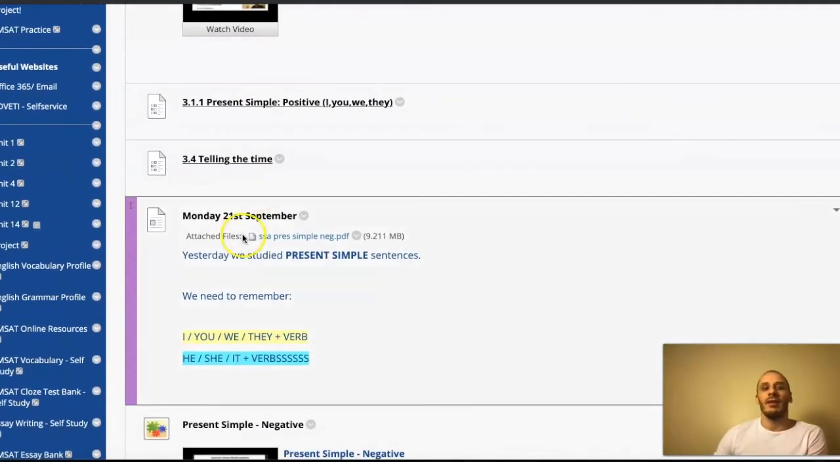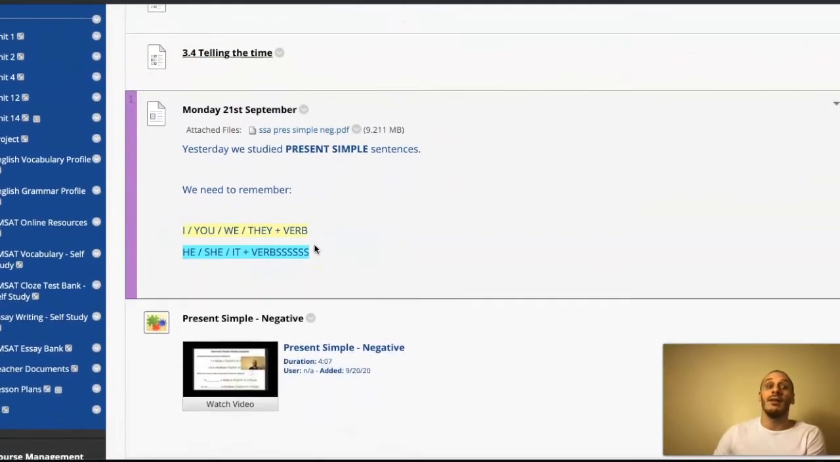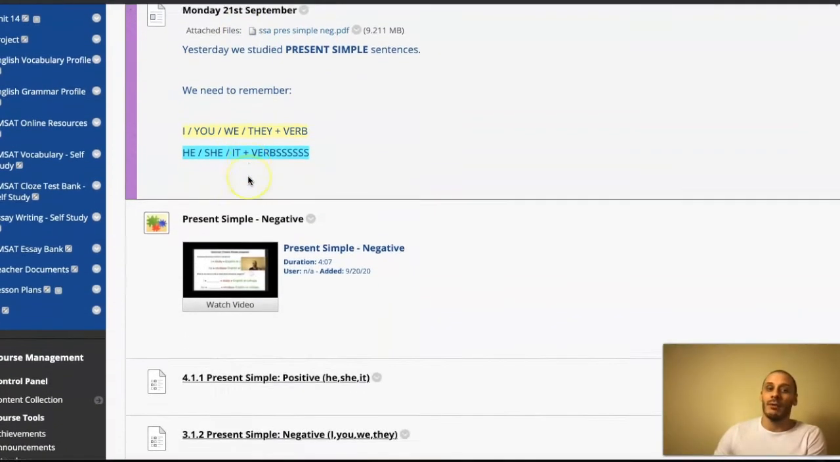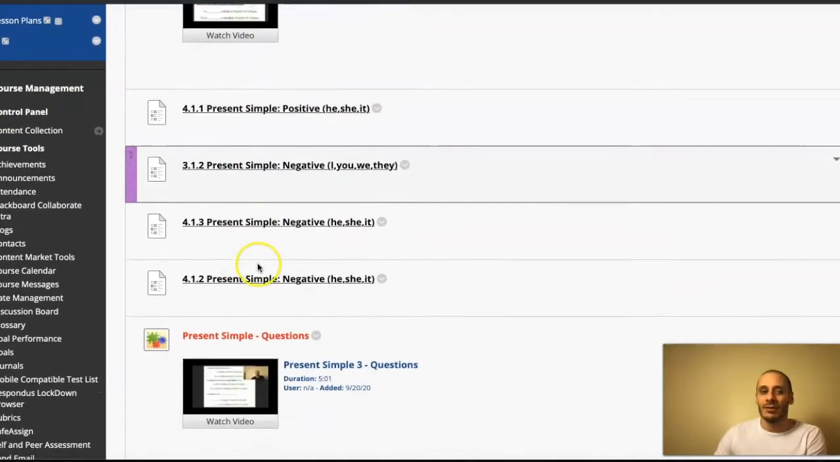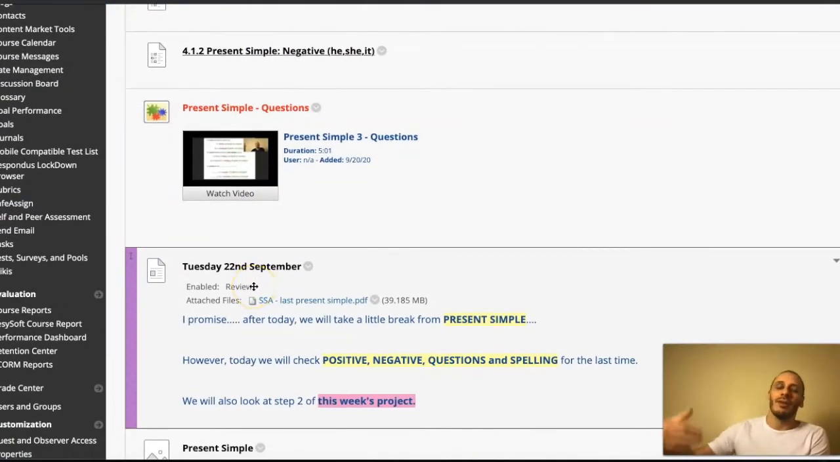Then, Monday, okay, we do something else. We're doing present simple negative today. I put Monday, I put the PowerPoint, I put any of the resources, Tuesday, Wednesday, Thursday, Friday.